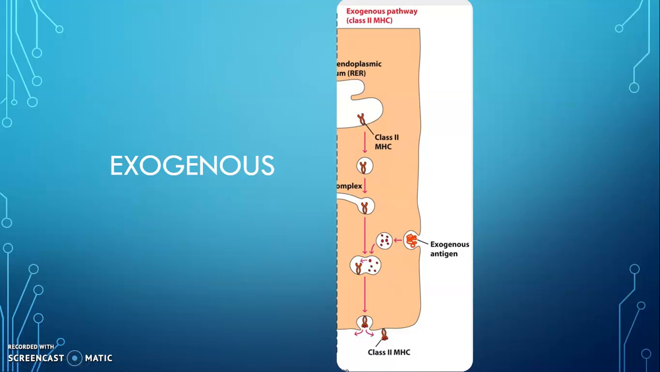So extracellular antigens are engulfed into endocytic compartments where they are degraded by acid. So this is very important. So that's the difference between the two. So endogenous is MHC class 1 and exogenous is MHC class 2.